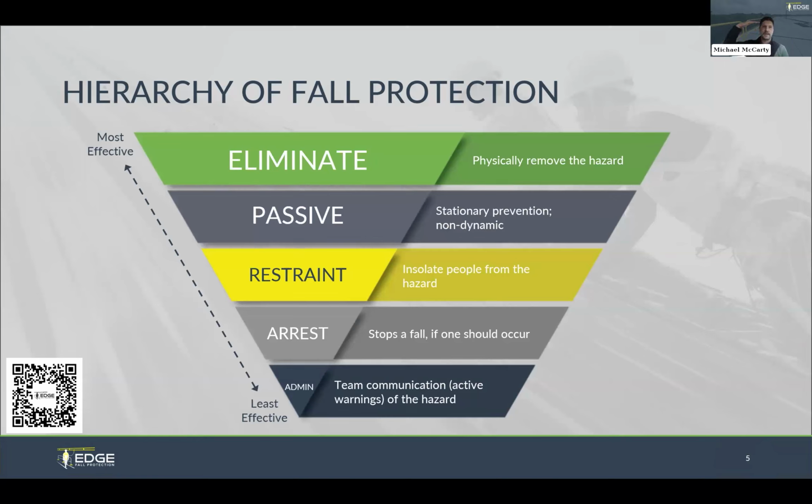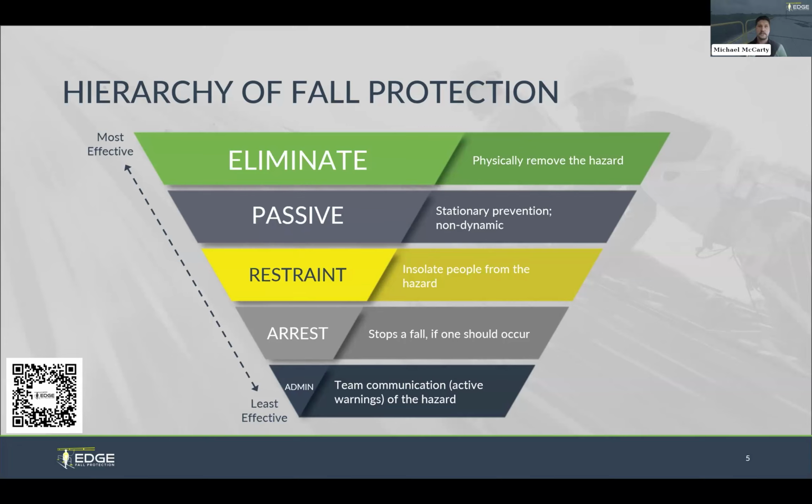We want to conceptualize this as the most effective way to use fall protection and the least effective way of using fall protection. It's really important when you're thinking about things, especially in the planning phase, to use this hierarchy. And then in the field, how can I use this hierarchy of fall protection? Because people generally skip a couple steps. First, we're going to talk about eliminating the hazard.